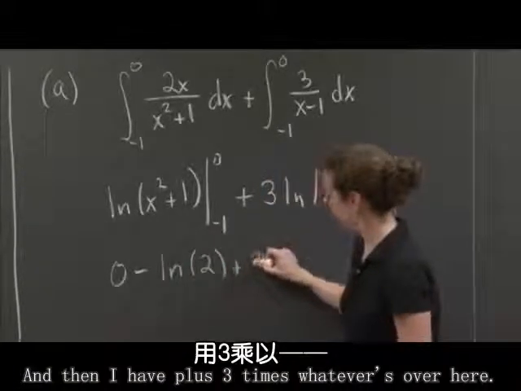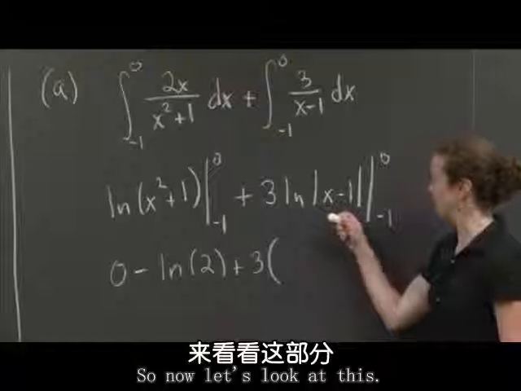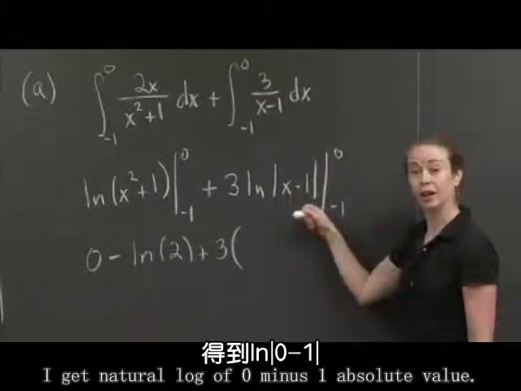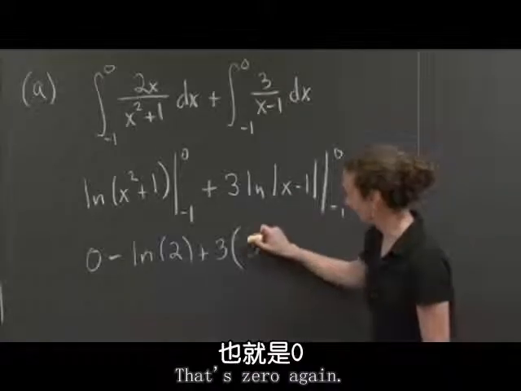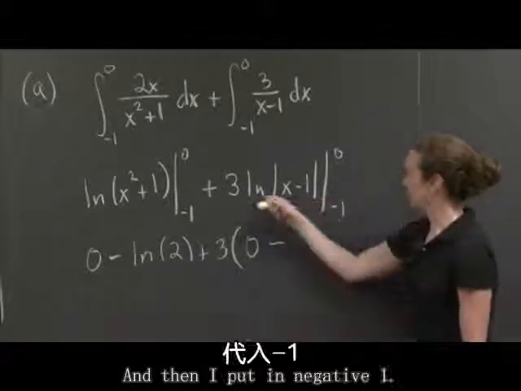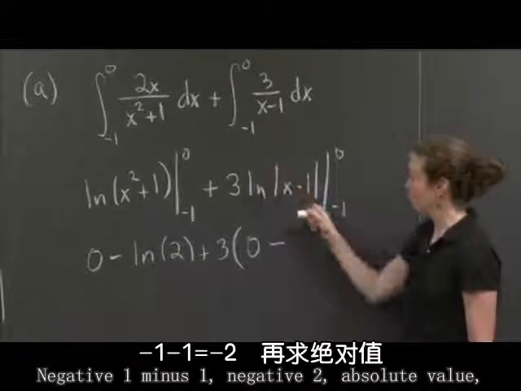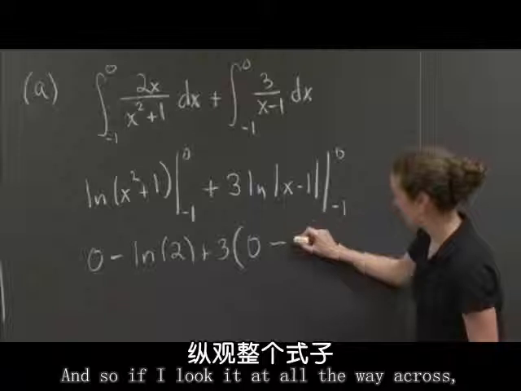And then I have plus 3 times whatever's over here. So now let's look at this. When I plug in 0, I get natural log of the absolute value of 0 minus 1. That's natural log of 1. That's 0 again. And then I get a minus. And then I put in -1. -1 minus 1 is -2, absolute value, so it's natural log of 2.